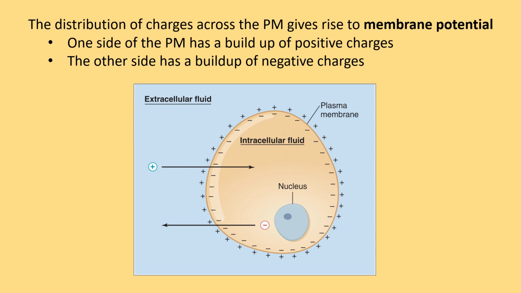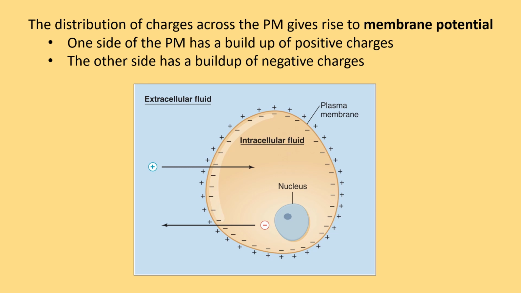So I'm just introducing you to the topic of membrane potential. It will become very important for understanding physiological electric currents, which are important in the nervous system and the muscular system. So most cells in the body, if not all cells, have a membrane potential. And a membrane potential exists when on one side of the plasma membrane, there's a buildup of negative charges, and on the other side of the plasma membrane, there's a buildup of positive charges.